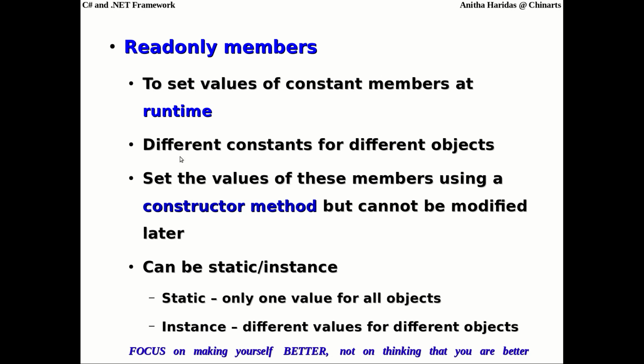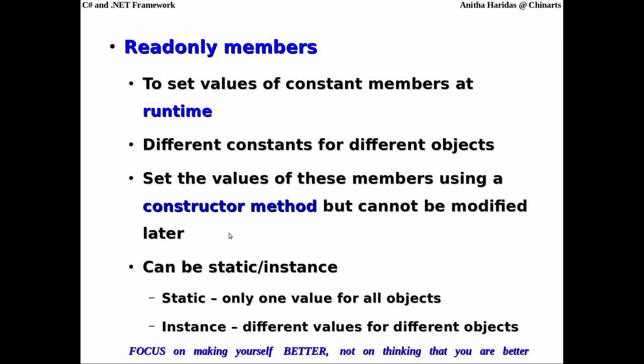This is one purpose of the read-only member. Or if you want to have different constants for different objects, then you can go for a read-only member. If you use the const keyword, it is going to have one value for all the objects. But if you use a read-only member, different constants for different objects can be allowed. It is going to set the values of these members using a constructor method, but it cannot be modified later. So in your constructor, you can set the values for these read-only members.